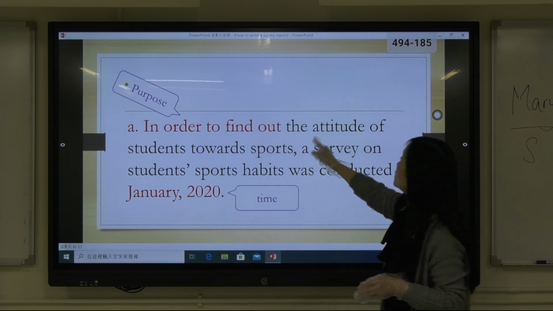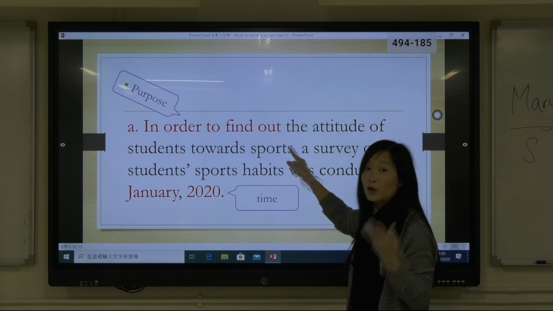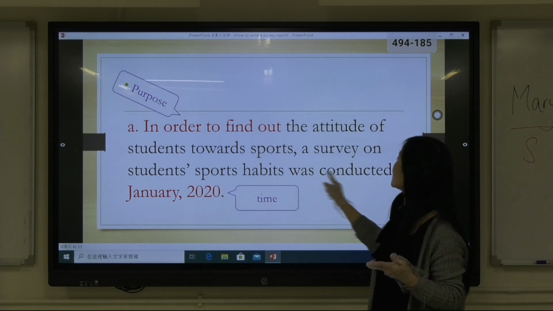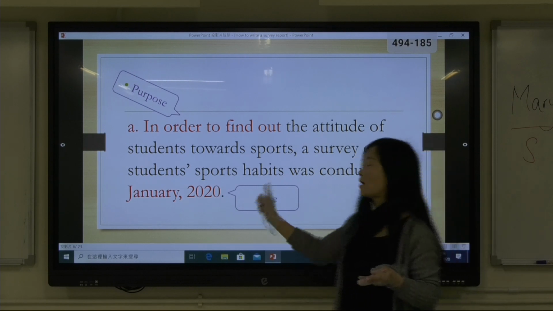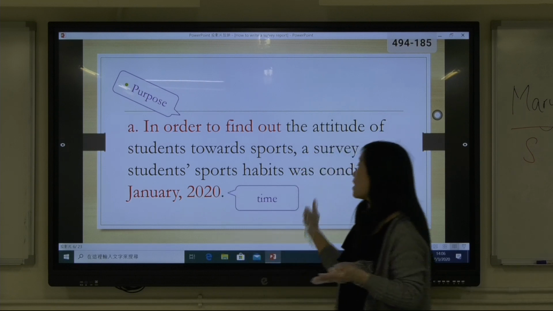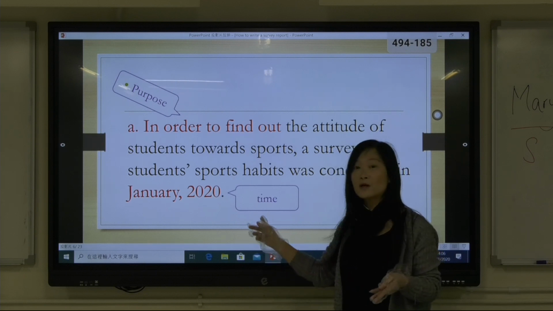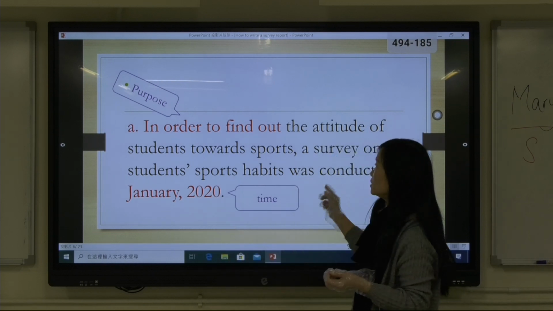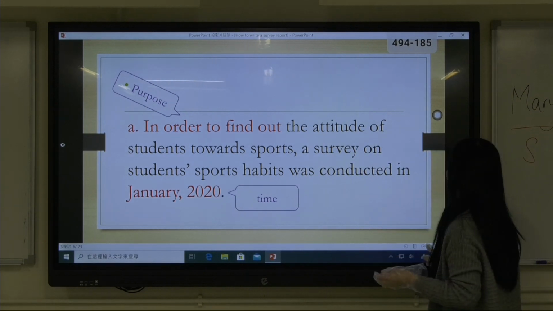So, in order to find out the attitude of students towards sports, that is the habits or how they look at sports, a survey on student sports habits was conducted, means carried out, in, and now this is another very important thing, January 2020. You tell everyone what was the time that you had the survey. Tell everyone that it was conducted in January. That is what you need to do. One thing, two things that you need to do here. So, and what's next?